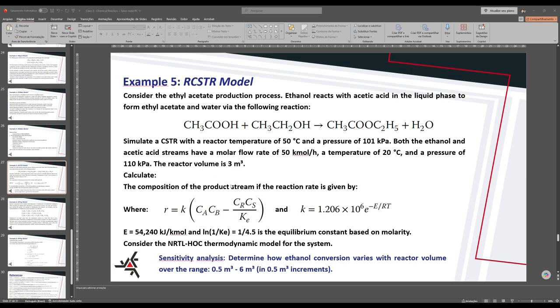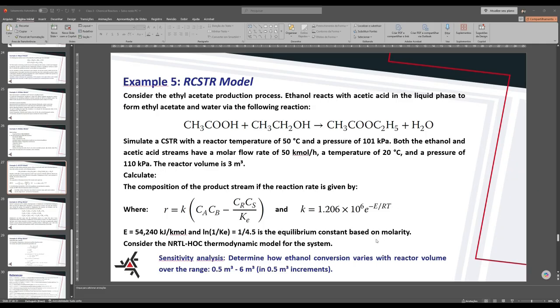Calculate the composition of the product stream if the reaction rates are given by the expression here. It's a reversible reaction, for which we have a direct reaction, and the reverse reaction has a driving force term that's negative. Here we also have the Arrhenius expression for the kinetic rate constant, and the values for the activation energy and the equilibrium constant for calculating the Arrhenius constant, and also the coefficient of the reverse term for our reaction.